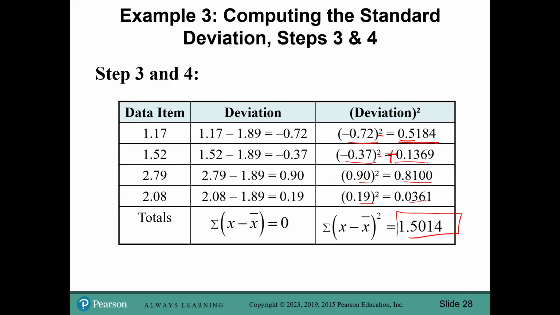So this plus the next one, plus the next one, plus the next one. And that gives me 1.5014, right? So this value here is the sum of all of my x minus x bars squared. The next step after that is to divide this by n minus 1. There's 4. If n equals 4, then n minus 1 is 4 minus 1, or 3.